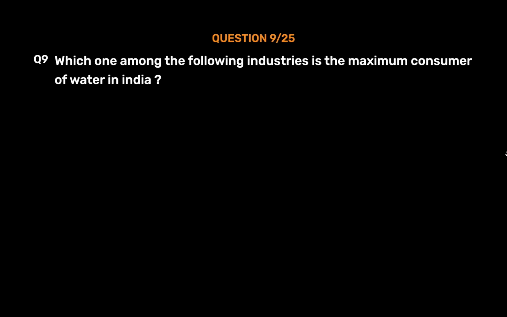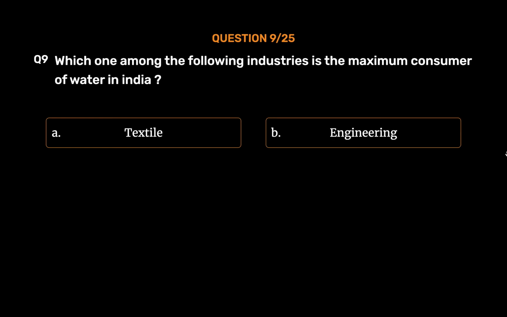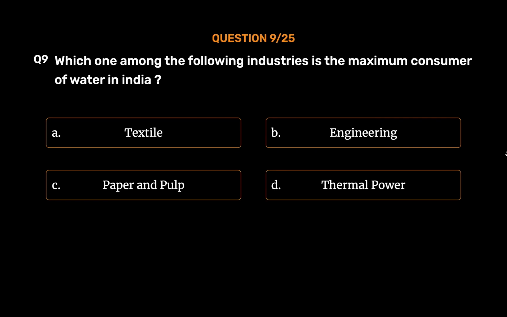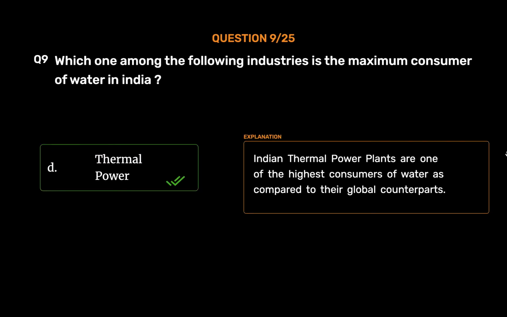Question number 9. Which one among the following industries is the maximum consumer of water in India? Option A. Textile. Option B. Engineering. Option C. Paper and pulp. Option D. Thermal power. The correct answer is Option D. Thermal power. Indian thermal power plants are one of the highest consumers of water as compared to their global counterparts.